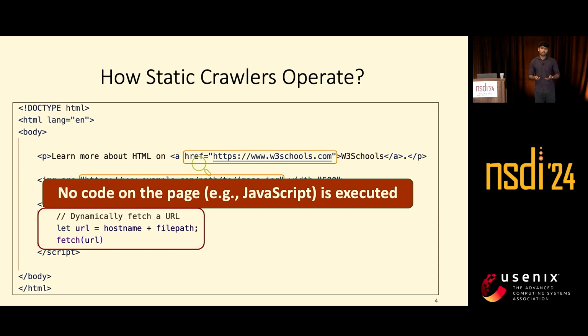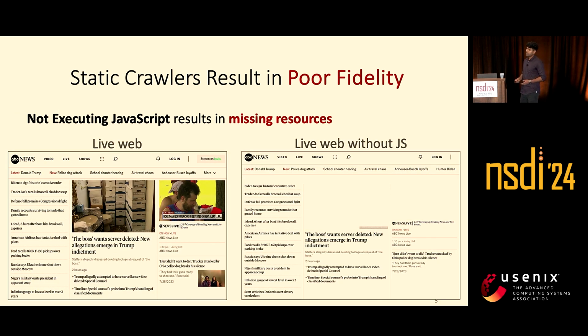So what's the issue with this? Well, it turns out that these static crawlers result in poor fidelity. In front of you are two screenshots of the same website, abcnews.com. In one of them, I loaded it using Chrome. And in the other one, I disabled the JS execution engine inside Chrome. As you can see in the latter case, a number of images are missing. And this is because they are only fetched when the JavaScript on the page is executed.